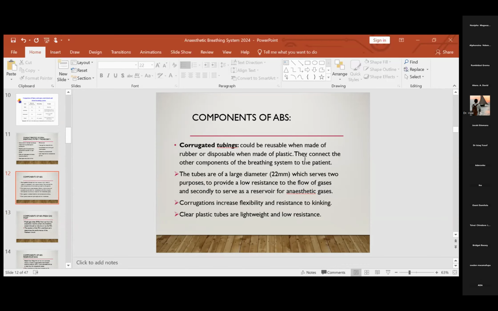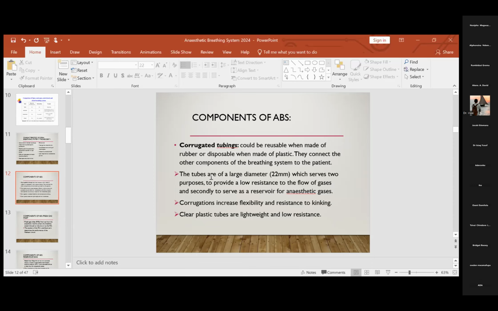The tubings connect the other components of the breathing system to the patient. Remember it's corrugated because it allows flexibility and resistance to kinking. When I take medical students to the OR, I ask somebody to step on the corrugated tubing, and you'll see that it will not stop the flow of anesthetic gases. So that is why it is corrugated. And it's made of plastic so that it will be lightweight and low resistance.